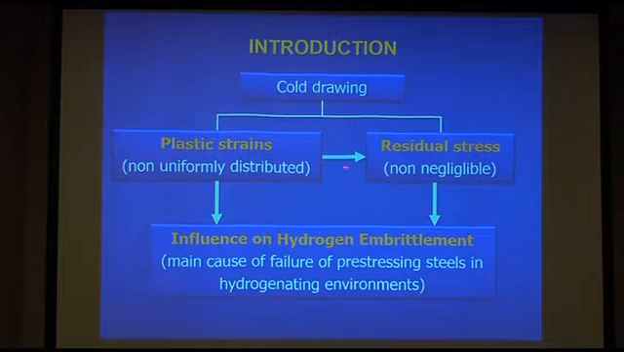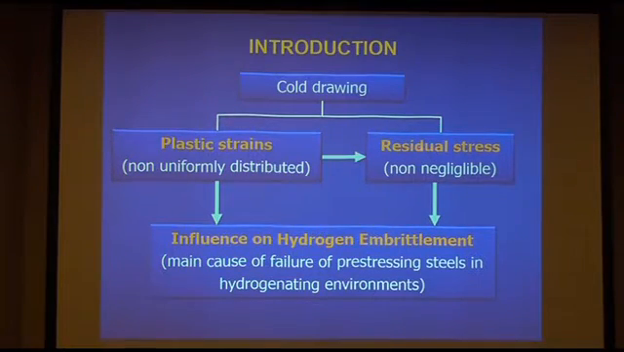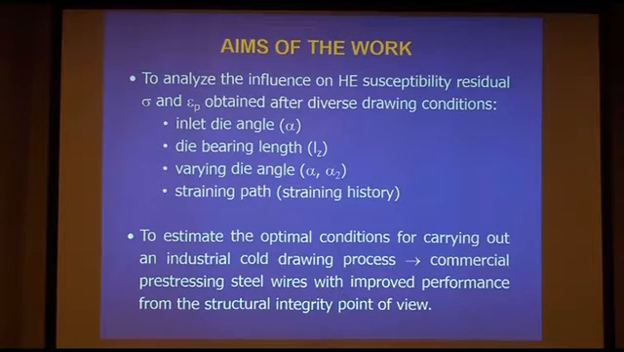Cold drawing produces plastic strains which are not uniformly distributed, and also residual stresses which are not negligible. Then both fields, plastic strains and residual stress, hydrostatic residual stress, influence hydrogen embrittlement and can be the main cause of failure of prestressing steel in hydrogenated environments. We are in a structural integrity conference.